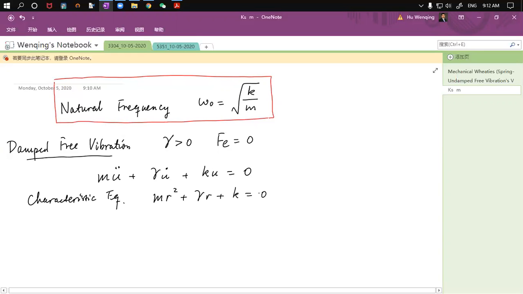So that's the characteristic equation. We're going to solve for the two roots, r1 and r2, which are minus gamma plus or minus the square root of gamma squared minus 4km, divided by 2m. So that's going to be your two roots for the characteristic equation.